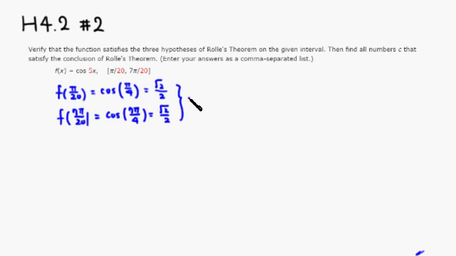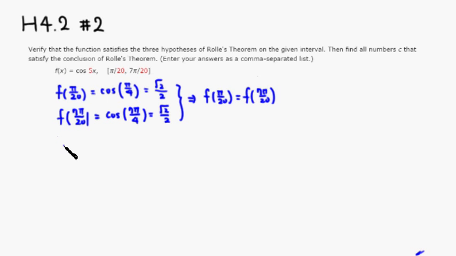So we have a third hypothesis, that these two are actually the same value. So f of pi over 20 is equal to f of 7 pi over 20. So the third hypothesis is also satisfied. Then what we want to do is find the c value that's guaranteed by the theorem.